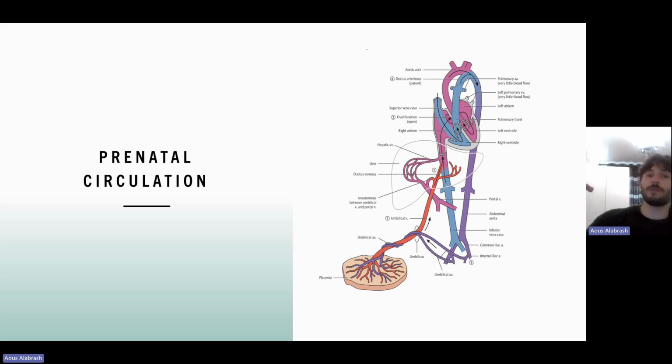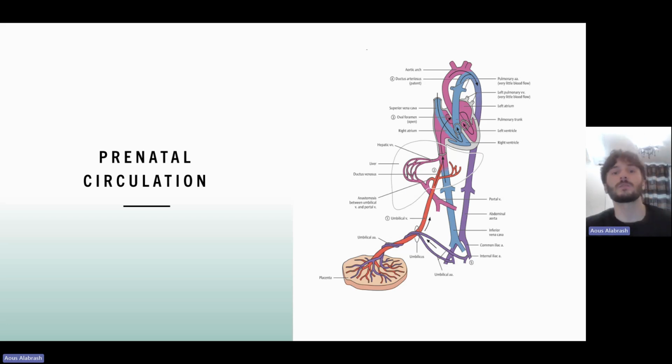Now, deoxygenated blood travels back into the placenta via the umbilical arteries. You can see at the bottom of the picture, the blood is traveling back through the umbilical arteries to the placenta to be oxygenated by the mother.